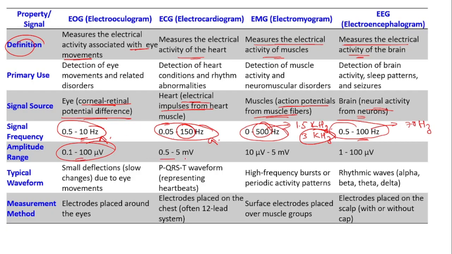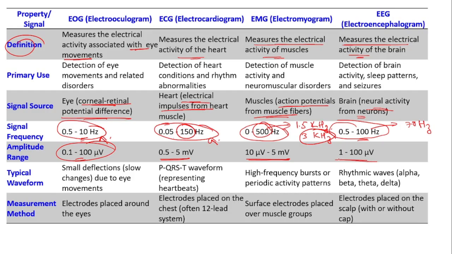In ECG, it is 0.5 to 5 millivolt. In EMG, it is 10 microvolt to 5 millivolt. And here we have EEG, 1 to 100 microvolts.